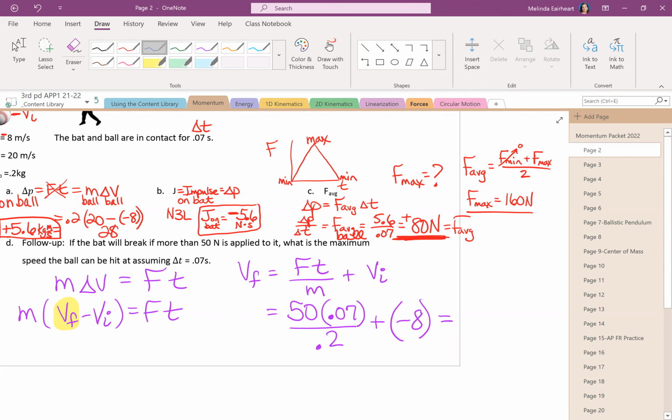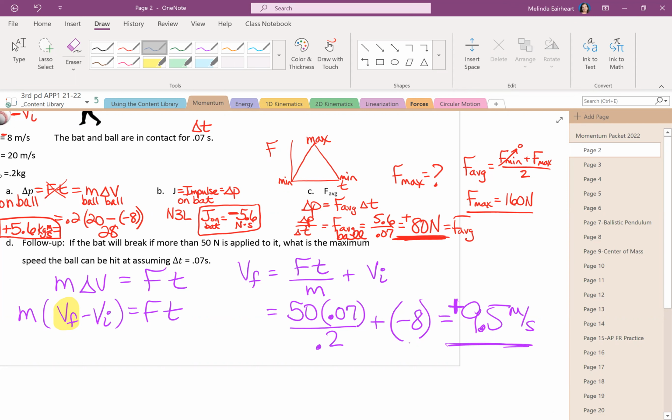What do we get? 9.5. And it should have come out positive. We're still going to hit the ball away from the batter, which we said was going to be the positive direction. So hopefully you literally got a positive 9.5, yes? But if you didn't have negative 8, you would have gotten something very different.